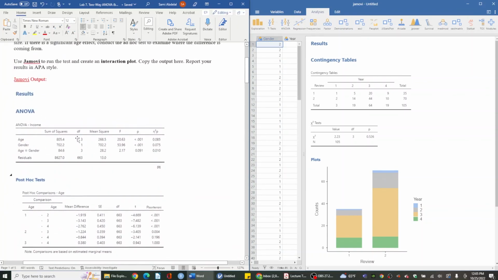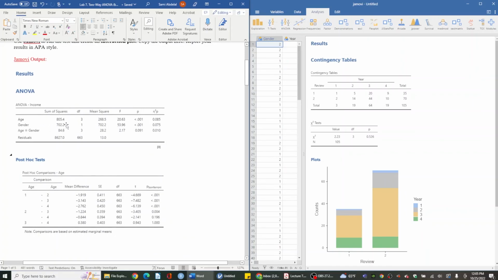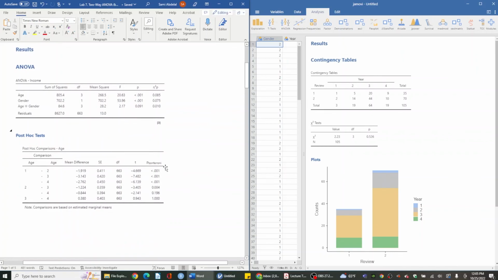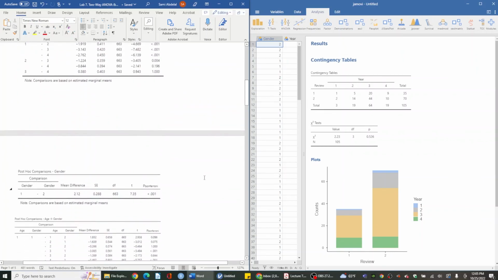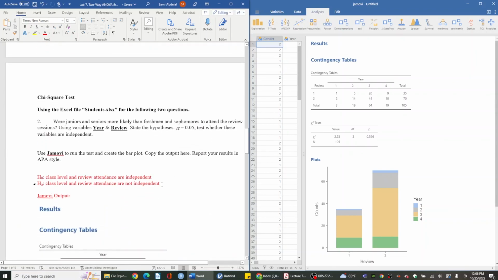So look at the omnibus table. If something is significant, look at it in the post hoc, then create a graph so that you can visualize things. And then same thing with the chi-squared, except we don't really have post hoc comparisons with the chi-squared. And that's pretty much it.